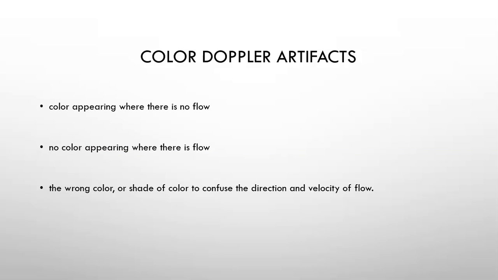Color Doppler artifacts. This is when color appears when there is no flow. Other types of color Doppler artifacts is when there's no color, but there is flow. And then sometimes we have the wrong color demonstrated, and this confuses the direction and velocity of the flow.